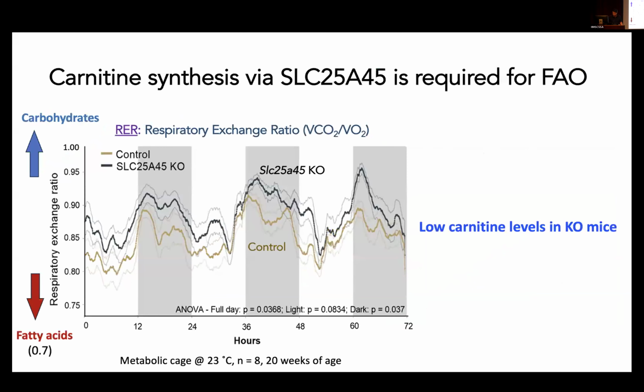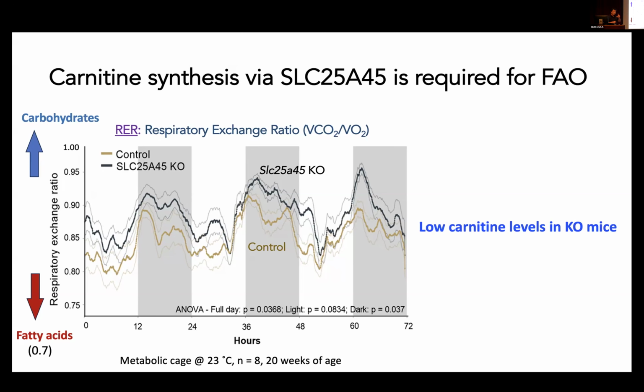Then we looked into in vivo physiology. First, we found this knockout mouse has low carnitine levels. Then we measured whole body energy metabolism, energy expenditure. This is a way to measure it: they use metabolic cages. You put a mouse in a chamber, you measure the oxygen consumption rate and CO2 release, and then you see, for example, the RER, the respiratory exchange ratio. That's the way to assess fuel selection at the whole body level.